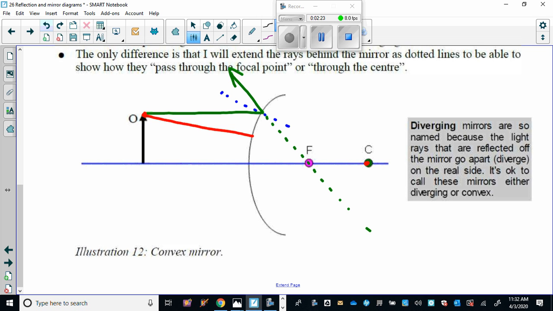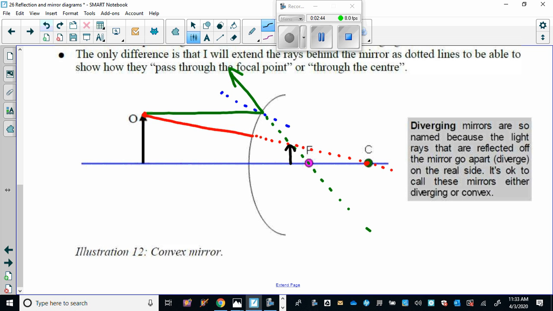In other words, it goes straight through the center. There we go. And I should have actually done that as a dotted line. Let's do that again, because it's on the other side of the mirror. So this should be dotted. And wherever those two lines meet, there they are. Those two dotted lines meet.